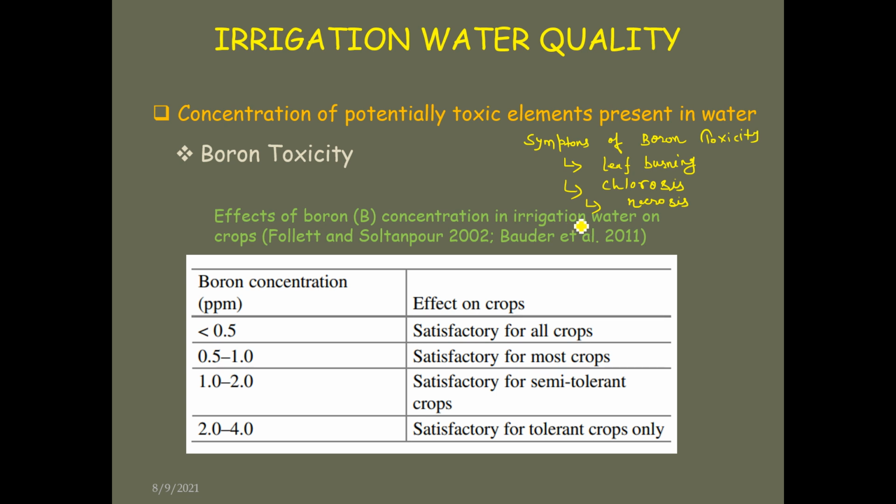Boron toxicity symptoms first appear on older leaves, as yellowing, spotting, or drying of leaf tissue at the tips and edges. Correct. So in the beginning, if the boron concentration is high, it first affects the older leaves. If you observe that the older leaves are turning yellow, then you can know that the concentration of boron is high in that water. Okay.